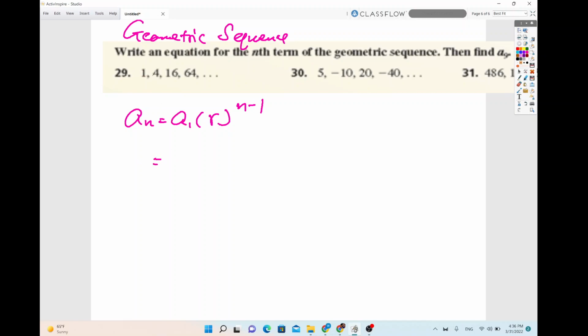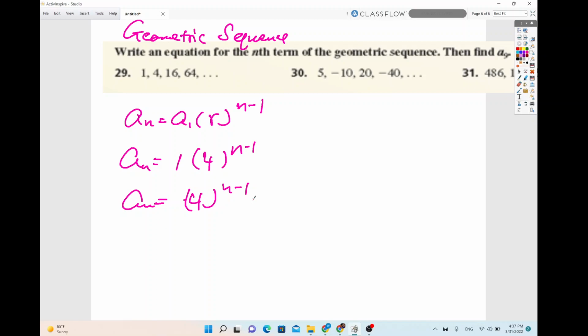So a sub 1, according to the given series here, is 1. And the common ratio, in order to go from 1 to 4, we multiply everything by 4. So 4 to the power of n minus 1. A sub n means the number of the term. If you evaluate or simplify it, we just end up with the equation a sub n equals 4 to the power of n minus 1.